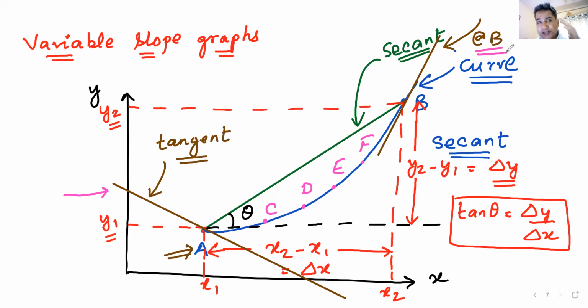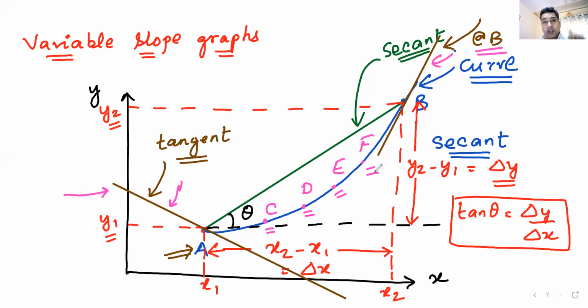Now look at the tangent at point A and the tangent at point B. Are they the same? They are totally different lines. That means at different points, C or D or E or F, if I draw tangents, they will be different. If I draw tangents at A, B, C, D, E, they will be different. We agree on this?